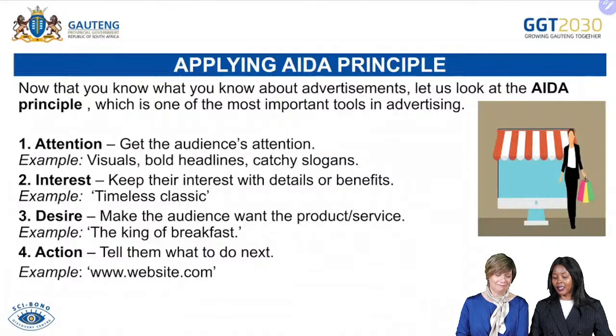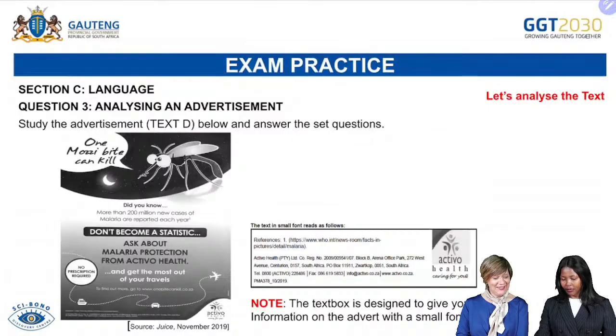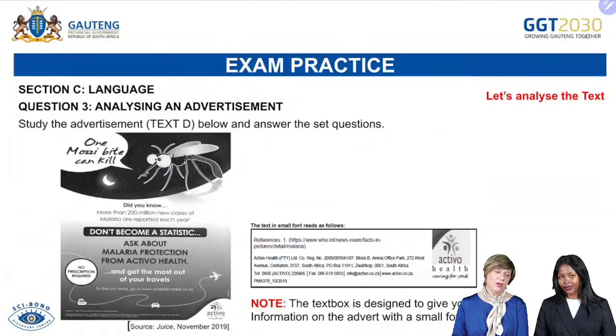Okay, so we've got a little exam practice session for you here. So this is what your question would look like. Section C, question 3, and it would say study the advertisement and answer the questions. So let me quickly highlight to you a few important things. Before you start with your questions, I need you to take the time just to analyze what do I see.